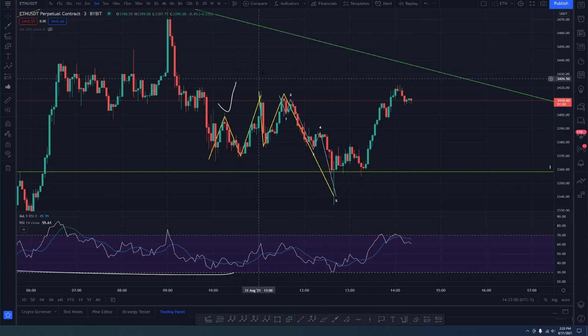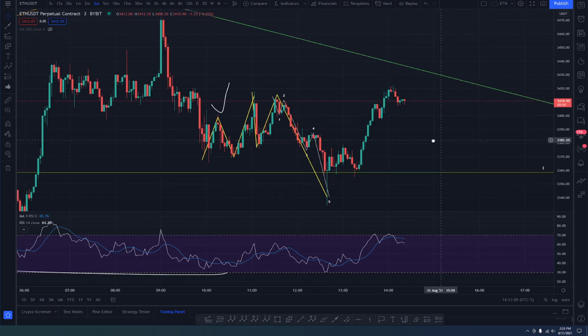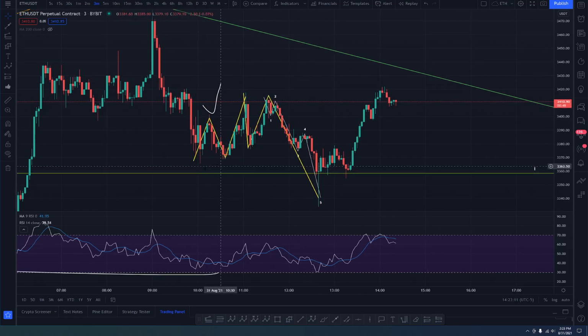So which type of flat, as I talked to you about, a regular flat, an expanded flat, or a running flat, would this be categorized as, since the B wave broke the origin of A?